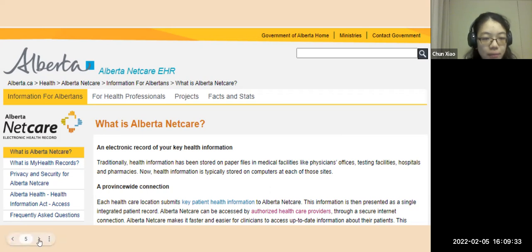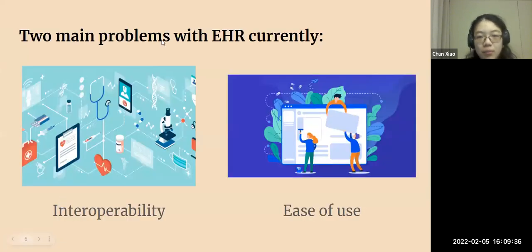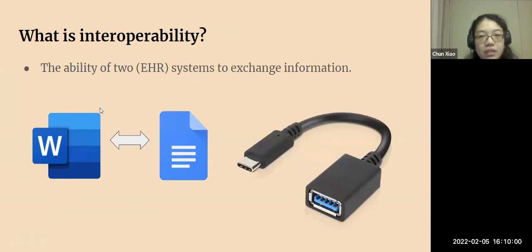So next, we will talk about some of the problems with electronic health records right now. The two main ones are interoperability and ease of use. Mostly, I will be talking about interoperability because that can most directly be solved with natural language processing, but ease of use can also be improved with natural language processing. Some of you might not know, but interoperability means the ability of two systems to exchange information.